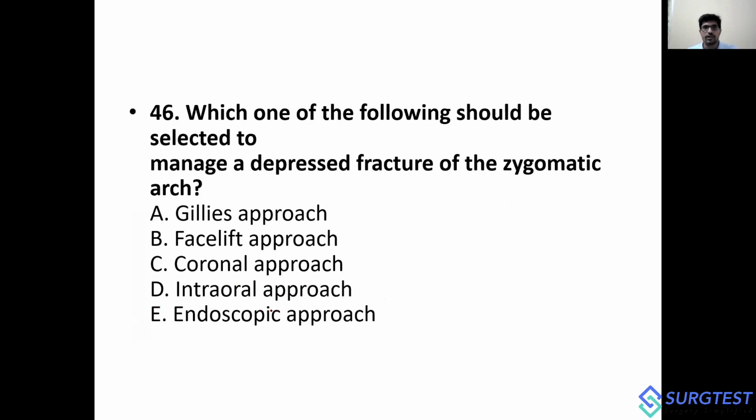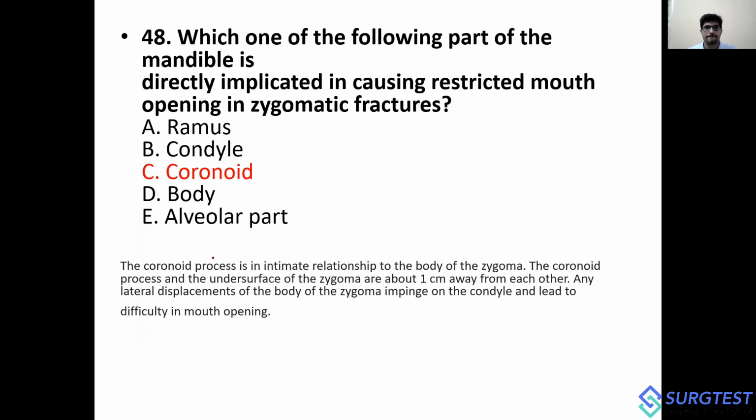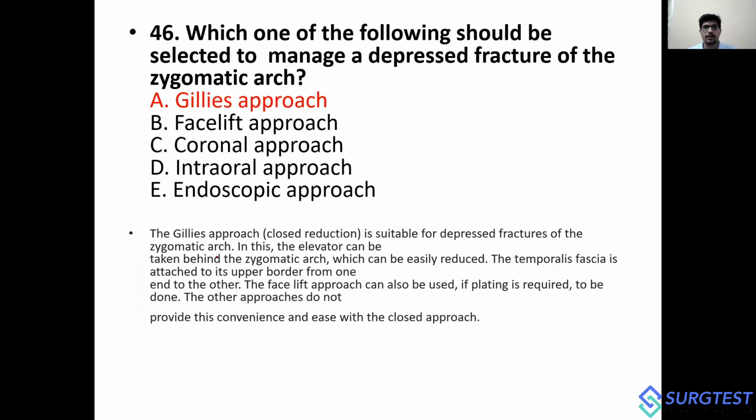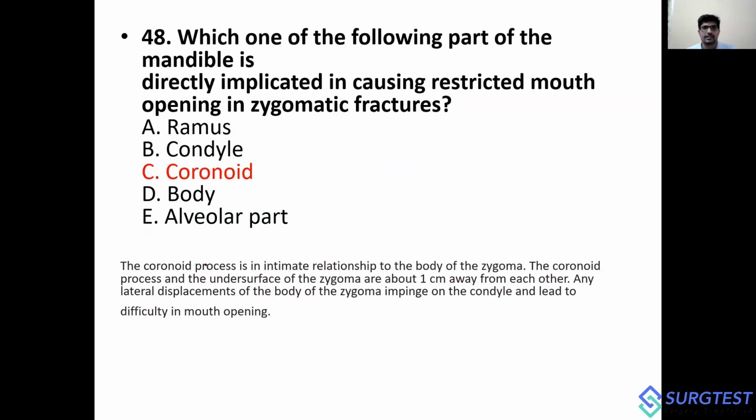So which one of the following should be selected to manage a depressed fracture of the zygoma that we saw? Gillies approach, Gillies temporal approach? So which one of the following is a part of mandible that is directly implicated in causing restricted mouth opening, that is cause for trismus? Coronoid process.